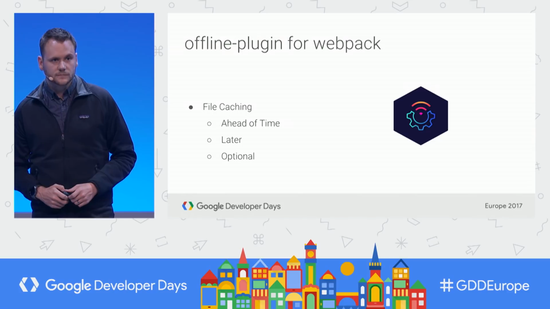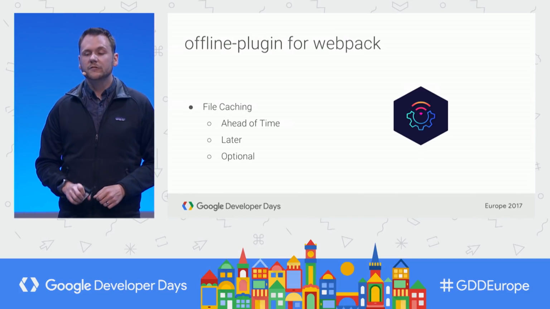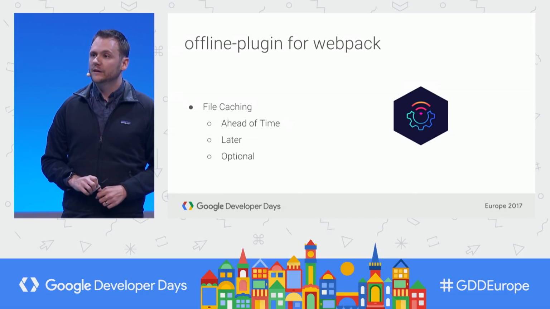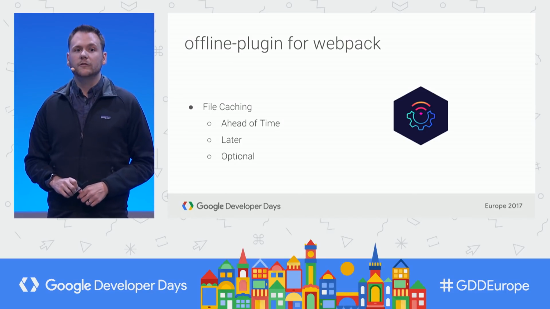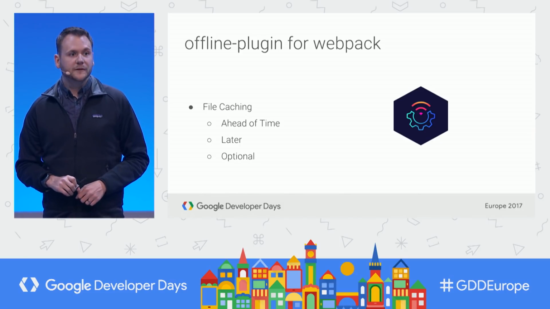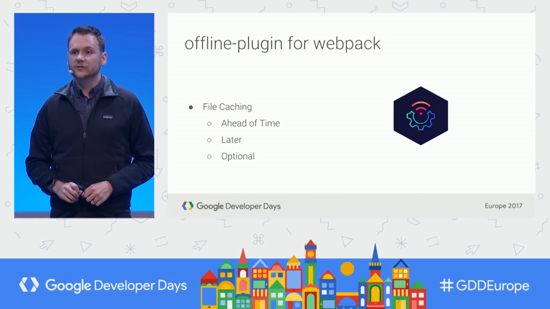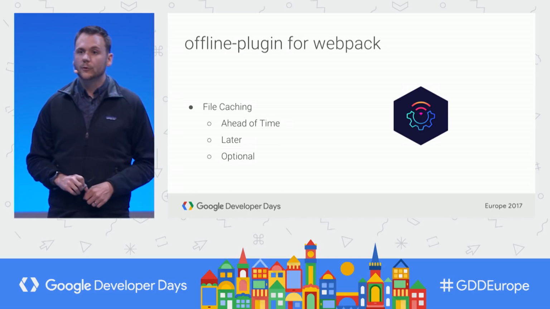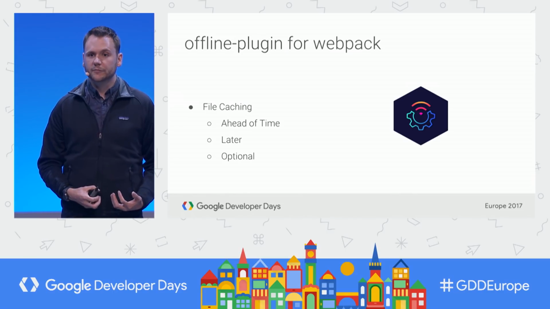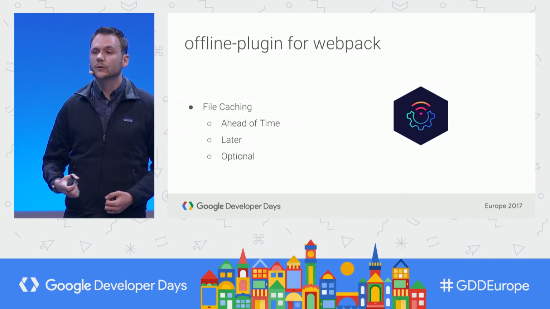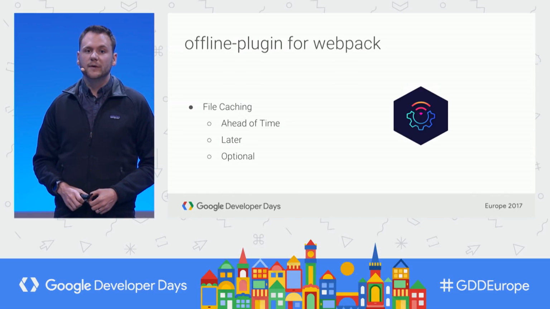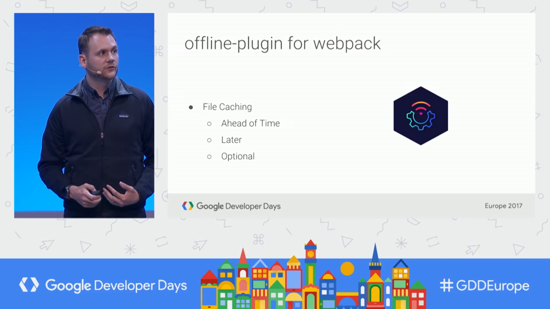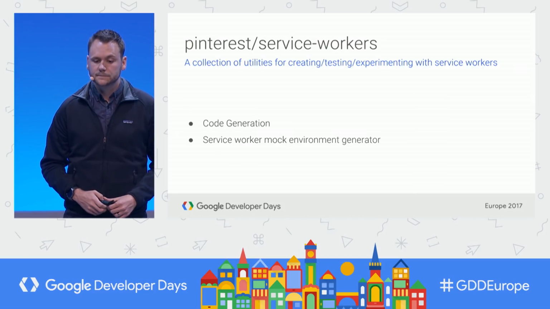I love Webpack. There's a lot of different tools out there for building applications with Webpack that have PWA attributes. One of these is Offline Plugin for Webpack. Offline Plugin really focuses on the file caching aspect of service workers and PWAs. With Offline Plugin, you can do ahead-of-time caching, so give me all my files up front. I can do deferred caching, hey, let's go and get these files later. Or I can make some of my files optional and base these sorts of decisions on user behavior in order to cache the files at the right times in the right way.